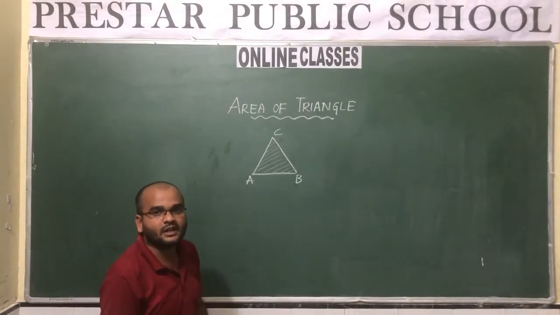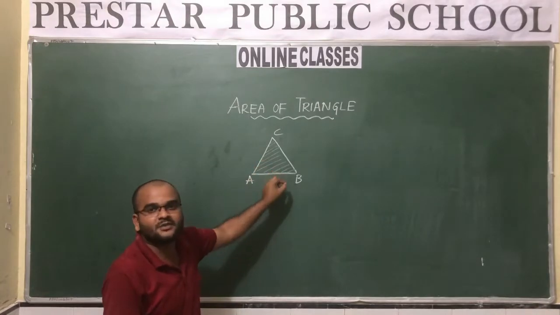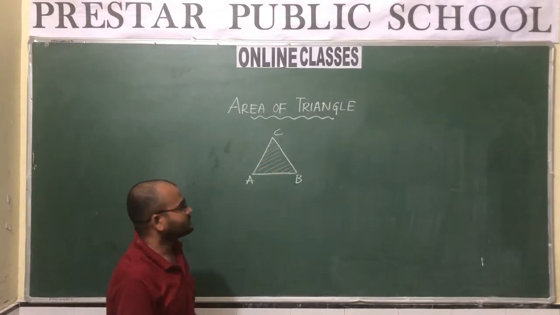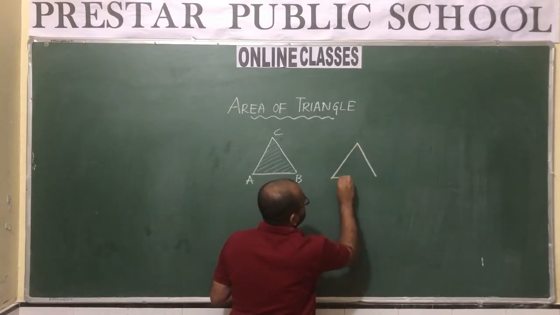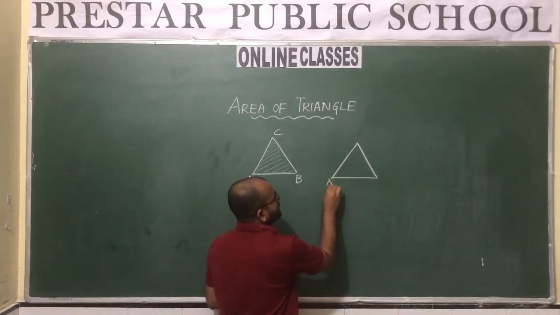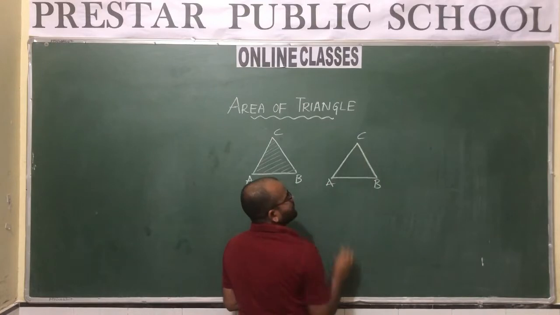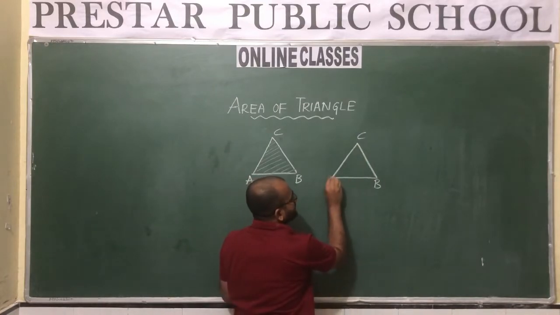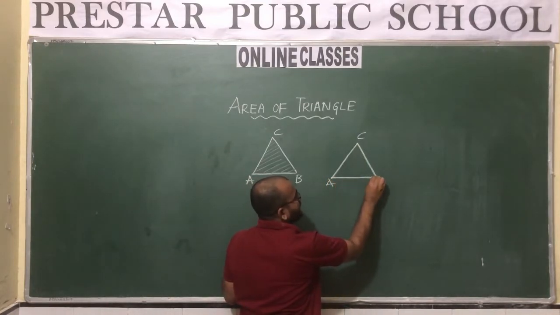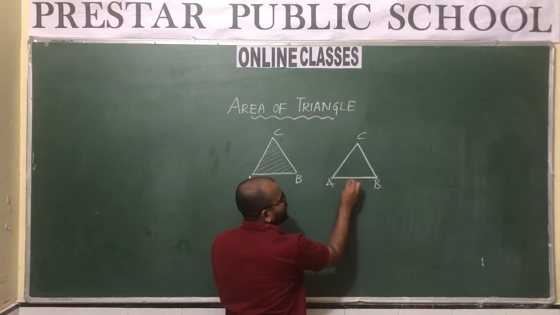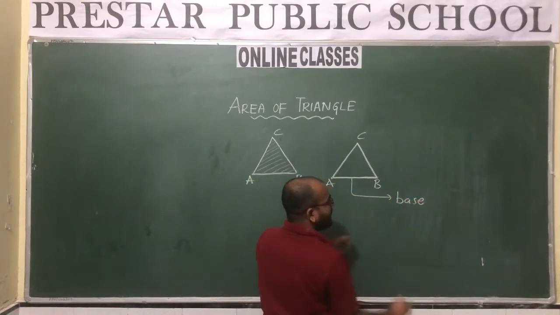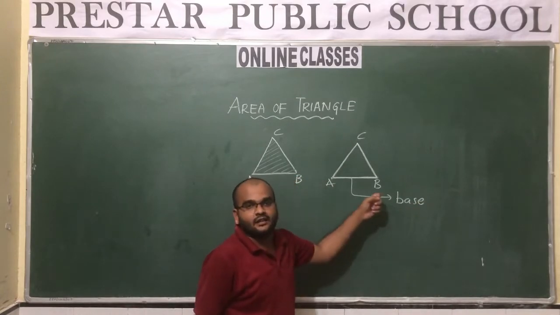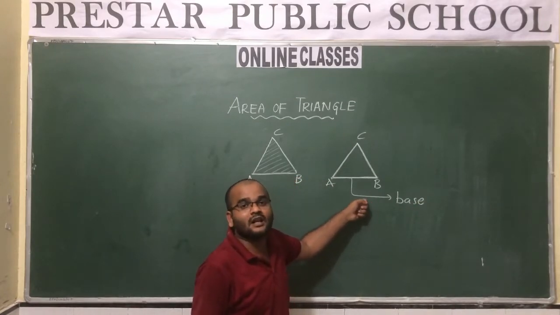Before going into the formula, let us discuss some terms related to this triangle. Those terms are, first, the base. See here, AB. This side is called the base. And this base is represented by one alphabet, that is small b.